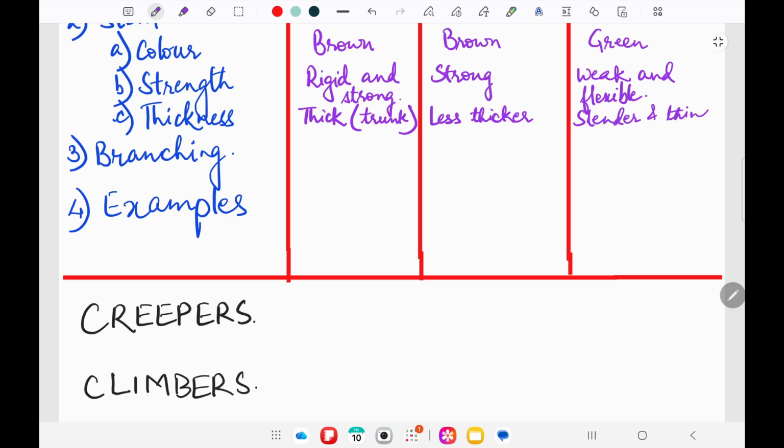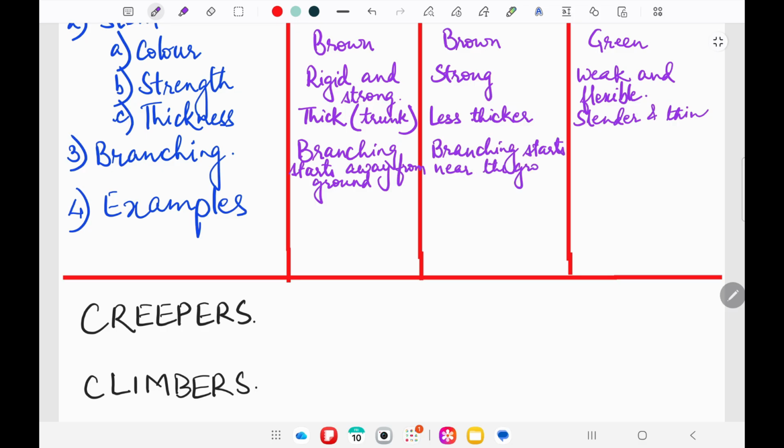Now we talk about the branching pattern. In case of trees, the branching starts away from the ground. In case of shrubs, branching starts near the ground. While in case of herbs, the branching starts near the ground because they are very small.